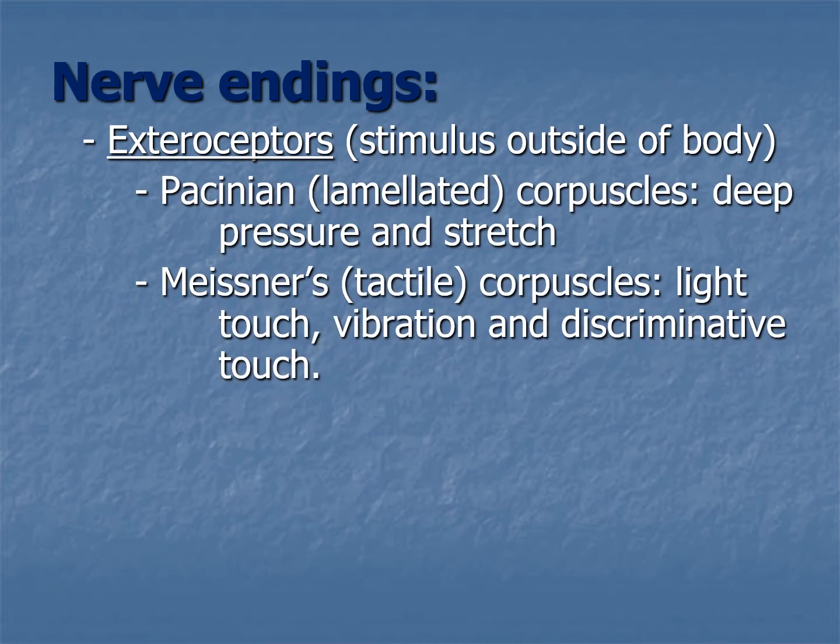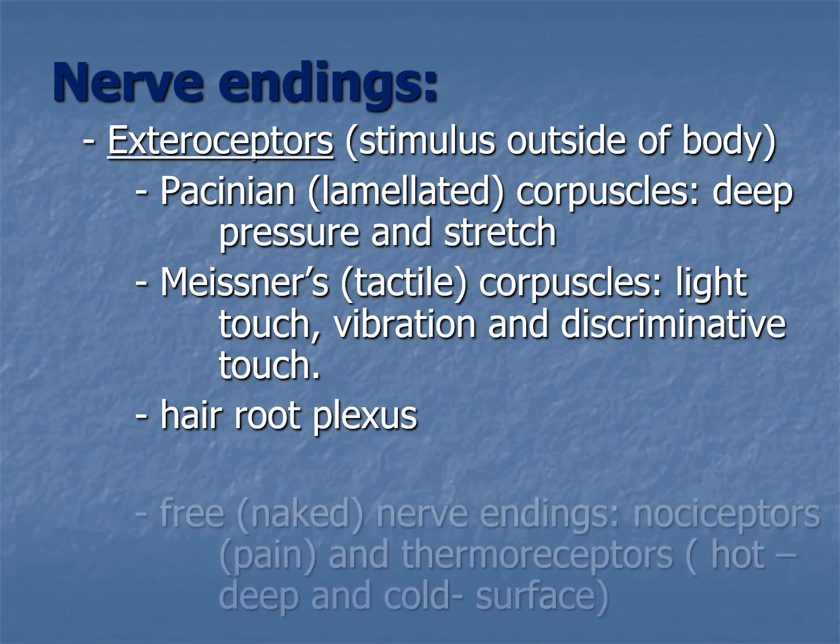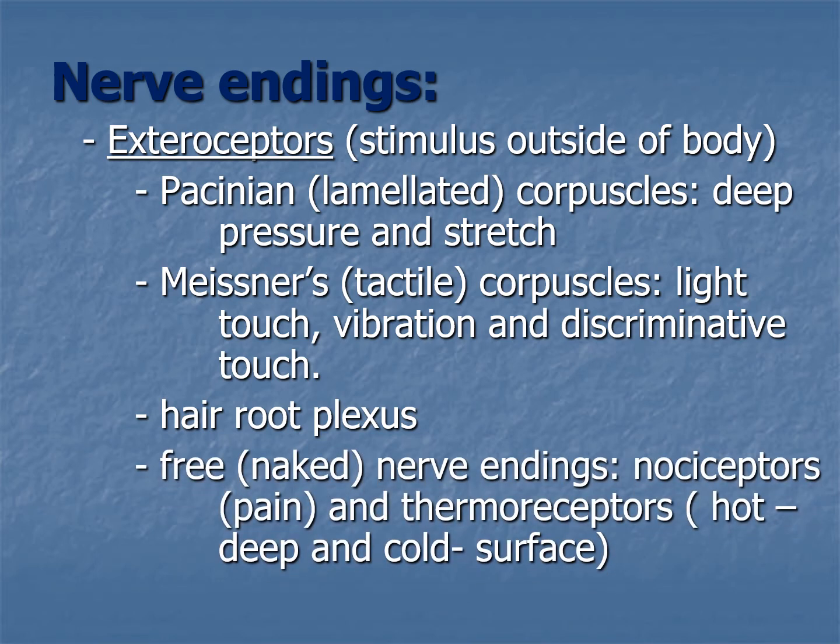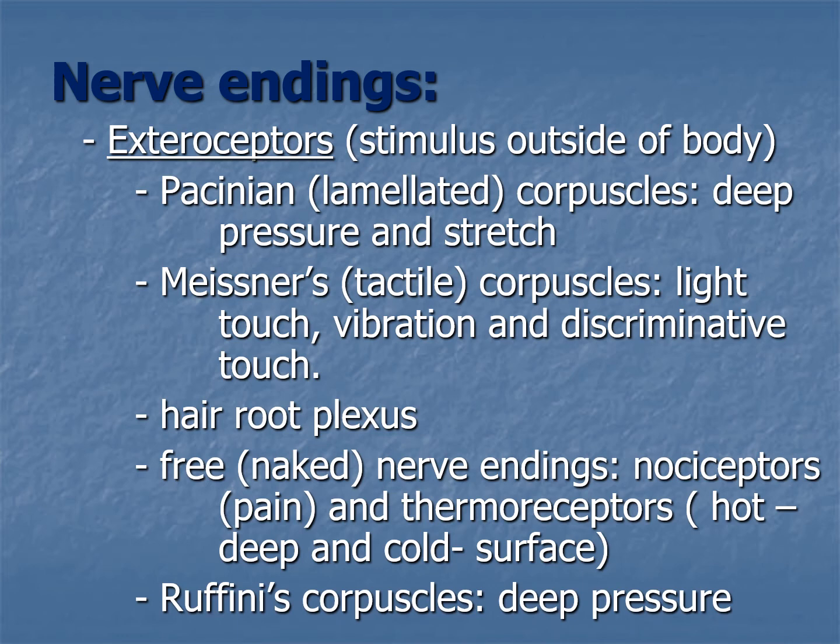Nerve endings are involved in sensory functions, which are present in the form of Pacinian corpuscles, which are sensitive to pressure and stretch, Meissner's corpuscles, which sense touch and vibration, hair root plexus, and free nerve endings. These are various types of nerve endings having different sensations.